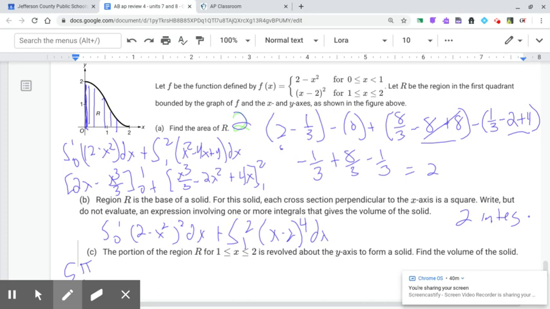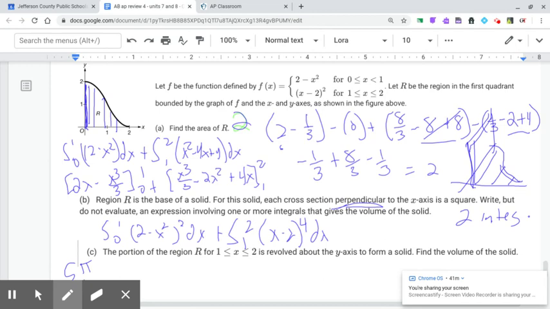This one, if you're not sure where I came from there, again, when you use piecewise, you have to use two integrals. If the cross sections are perpendicular to the x-axis, they go this way. That means then that they are dx thick, so you have to use x. And as far as the area of the base, it's going to be side squared.